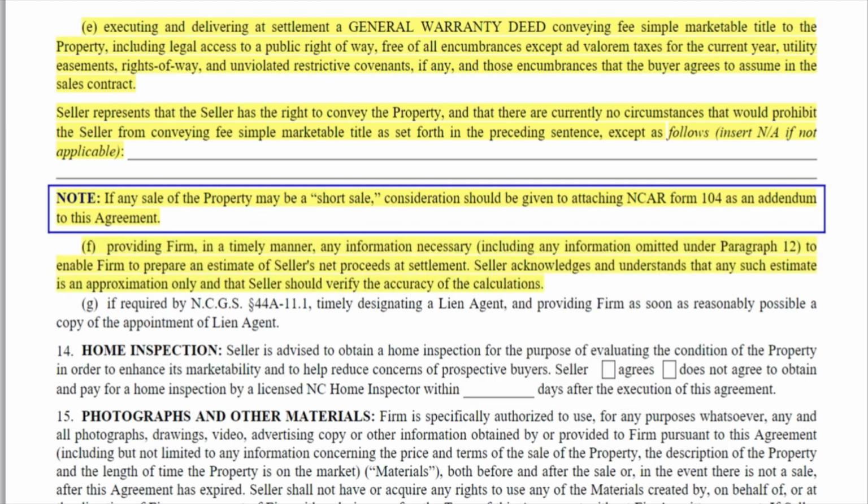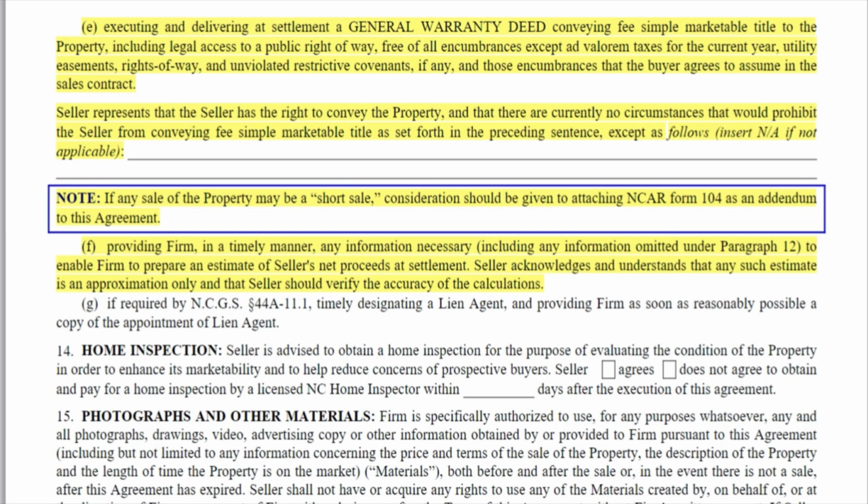F, providing firm in a timely manner any information necessary, including any information omitted under paragraph 12, to enable firm to prepare an estimate of seller's net proceeds at settlement. The seller acknowledges and understands that any such estimate is an approximation only, and that the seller should verify the accuracy of the calculation. So again, this is just an estimate.